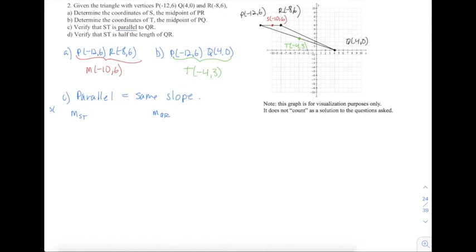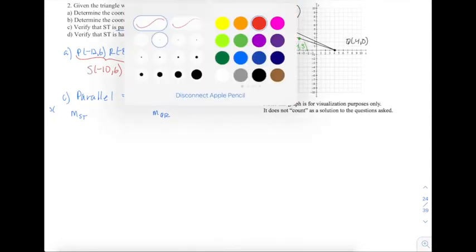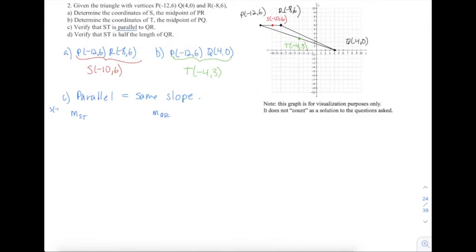Oh, I called it M here. Oopsie. Let me fix that. Force of habit. Okay, so S is negative 10, 6, and T is negative 4, 3. So this is 6 minus 3 over negative 10 plus 4. What's that? 3 over negative 6, so that's negative 1/2.